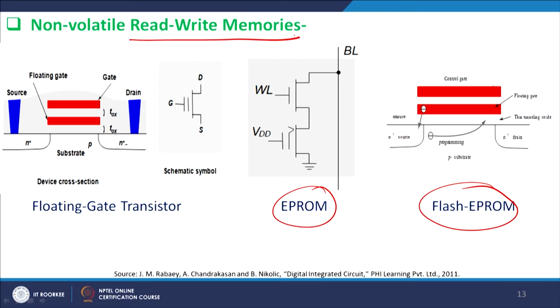So, when you switch it off, for example, if you look at the floating gate, whenever you switch it off, the data is actually stored in this floating gate as a capacitance, right. So, ideally it will store the data for an infinitely long duration of time, right, and that is the example of a non-volatile read write memory.